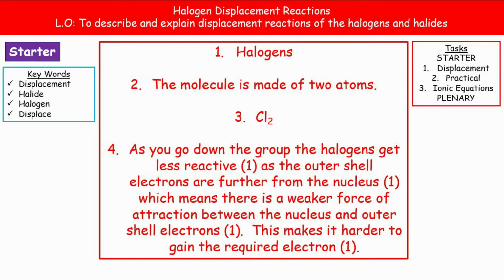And then for question 4, we've got 4 marks available. First one is if you said that as you go down the group, the halogens get less reactive. Second mark is for saying that the outer shell electrons are further from the nucleus the further down the group we go. Third mark is for saying that the further from the nucleus the outer shell electrons are, the weaker the force of attraction between the nucleus and those electrons will be. And the final mark is for pointing out that that's going to make it harder to gain the required electron. So, total of 7 marks there. Give yourself a score out of 7 in your book.